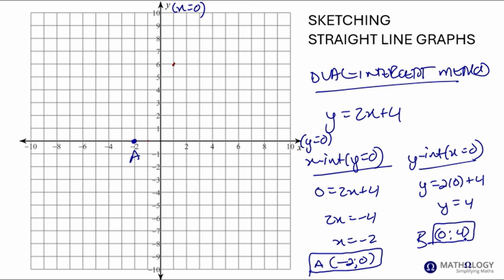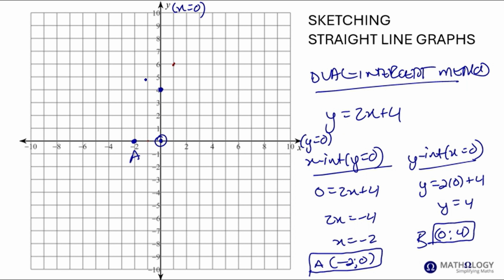So we start at 0 on x. Always list the x-coordinate first. So at the origin. And then we move up 4 because it's positive y, so it's positive 4. So we move up to 4 on the y-axis. And this is our point B.